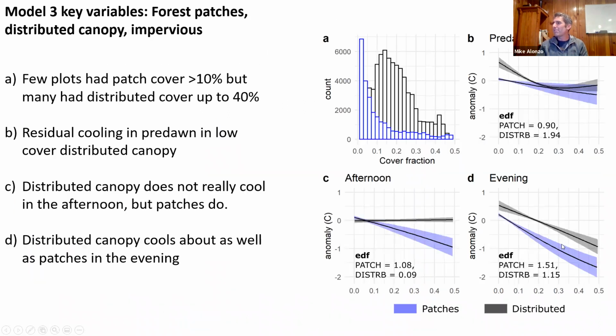And then in the evening, you get very strong cooling effects from both distributed canopy and patches. Again, distributed is going to be even better than patches as far as the individual tree contribution of shade to the landscape, because they're actually shading untreed land around them rather than just internal shading inside the forest. So it's useful shade.